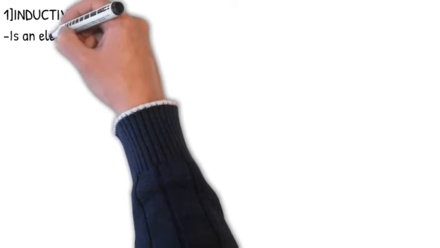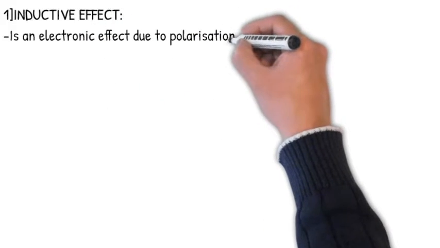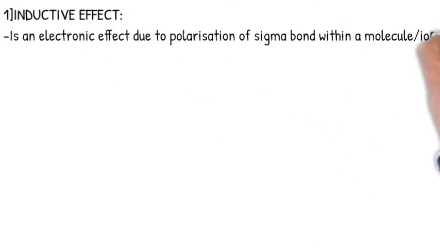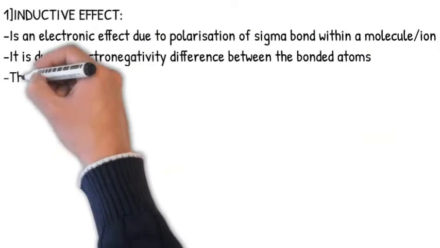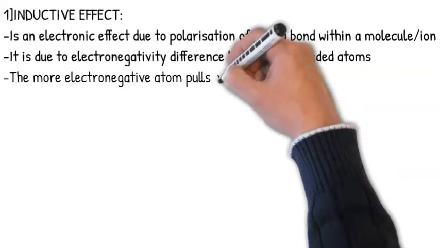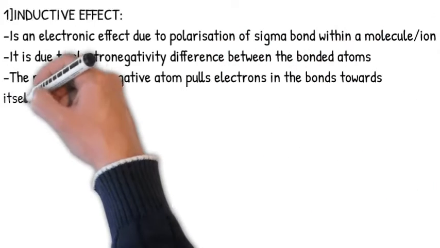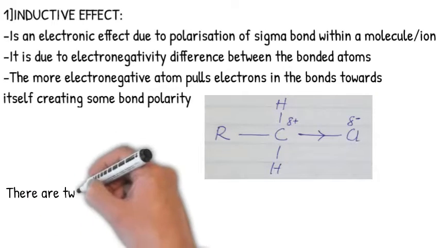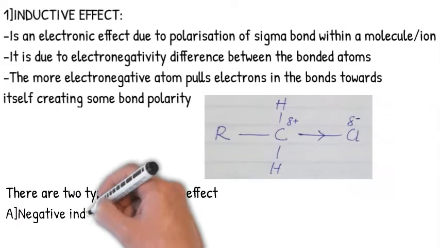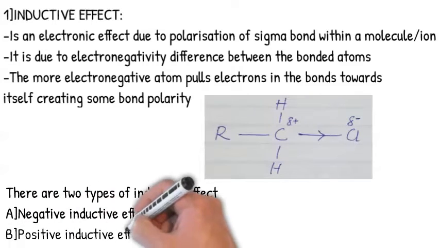Inductive effect is an electronic effect due to polarization of a sigma bond within a molecule or ion. It is due to electronegativity difference between the bonded atoms. The more electronegative atom pulls electrons in the bond towards itself, creating some bond polarity. See this haloalkane, whereby the chlorine becomes partial negative and the carbon attached to chlorine becomes partial positive due to electronegativity difference. There are two types of inductive effect: negative inductive effect and positive inductive effect.